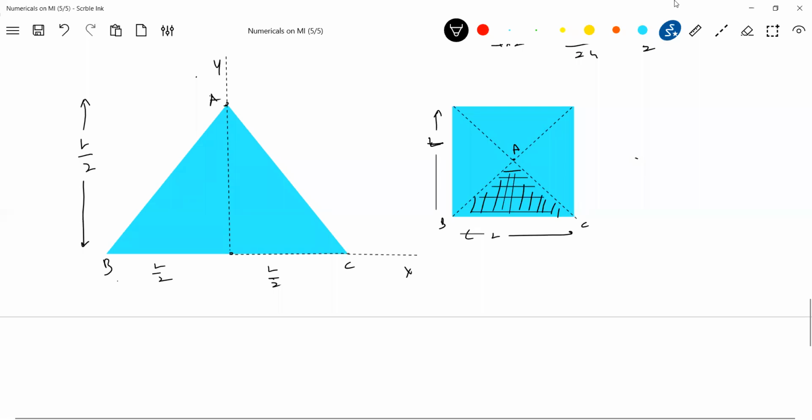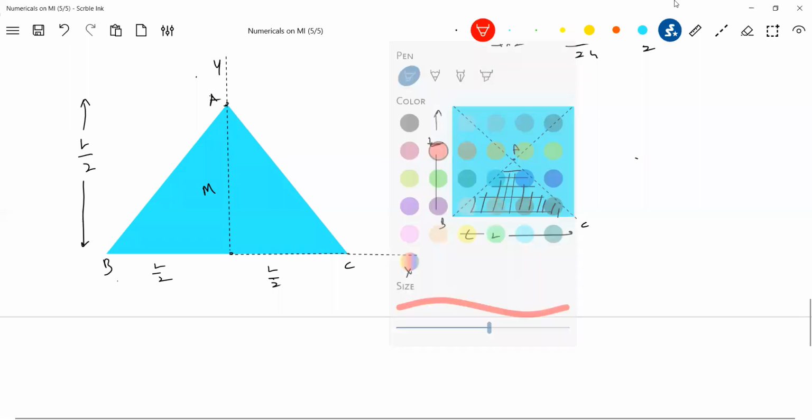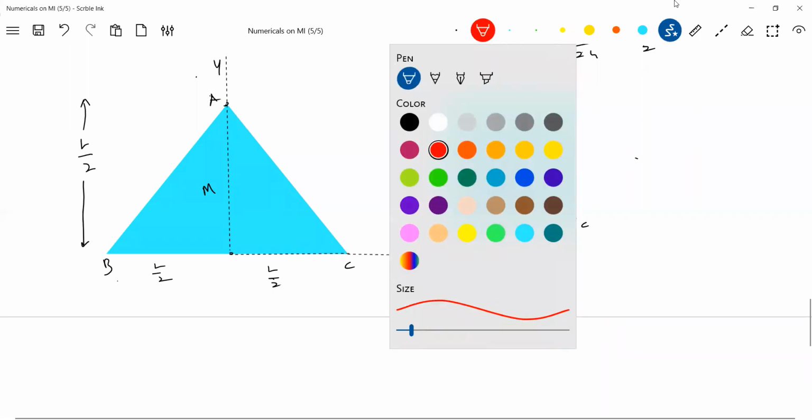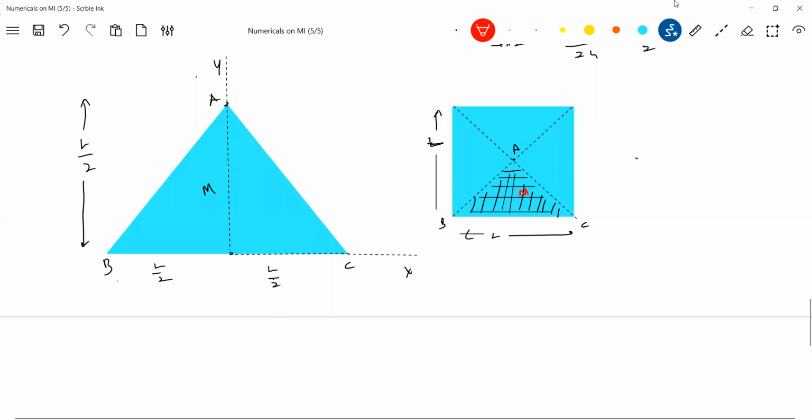So what is the mass of this? Let it be M. Then what is the mass of this square plate? This is a logical problem, very important. So shall I assume that such 4 triangular plates will make a square plate of side length L?